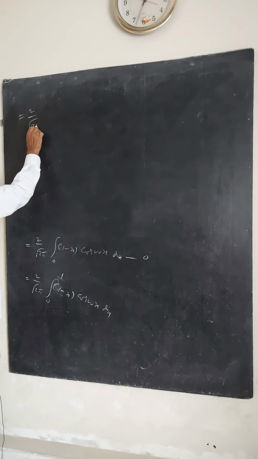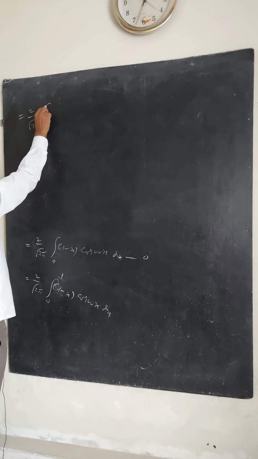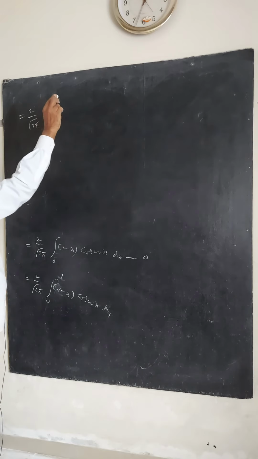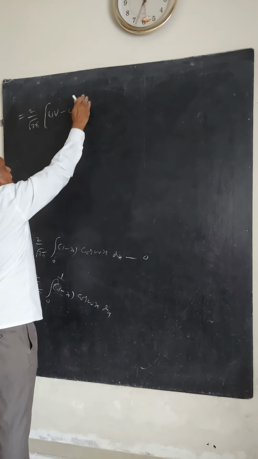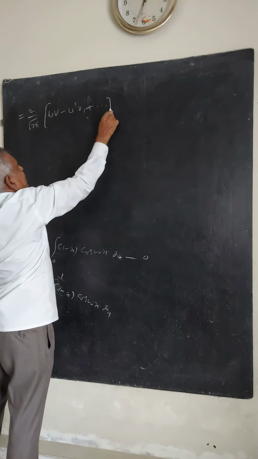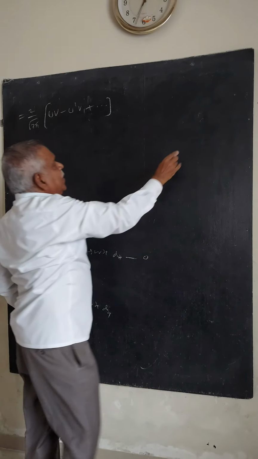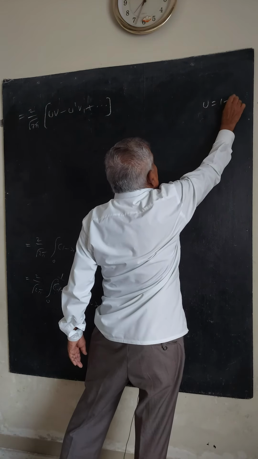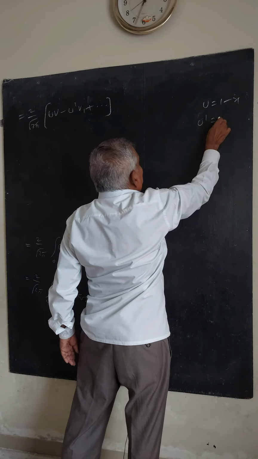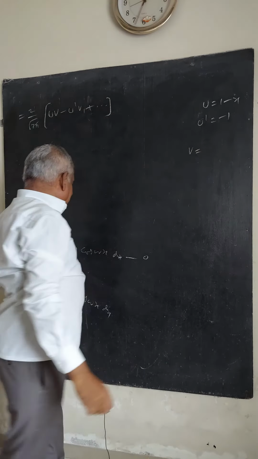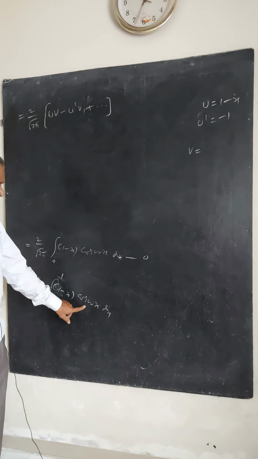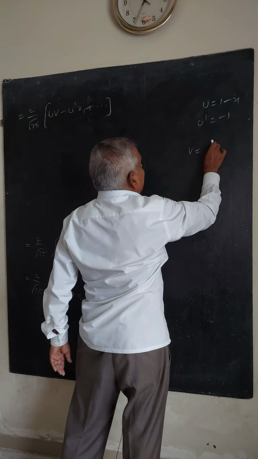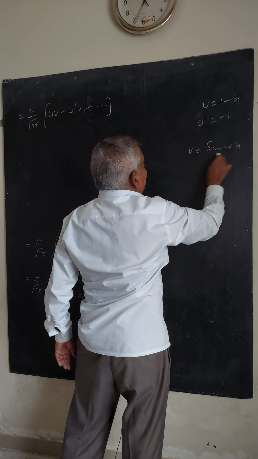2 by root of 2 pi, uv minus u'v1 plus etc. This is Bernoulli's integral. u is 1 minus x, u' is equal to minus 1. v we are taking as integration. We are not taking cos omega x directly. Integrating cos omega x is sin omega x by omega.